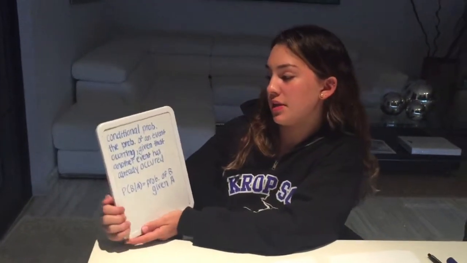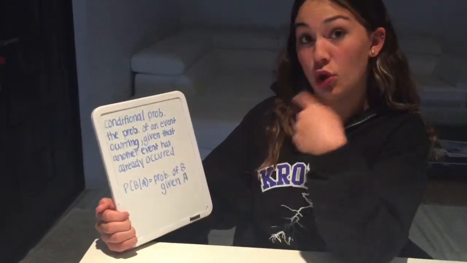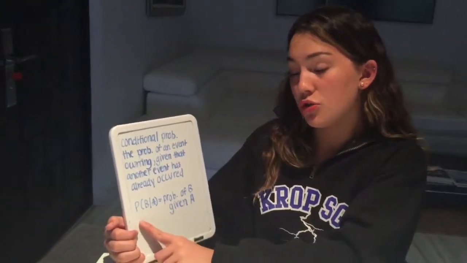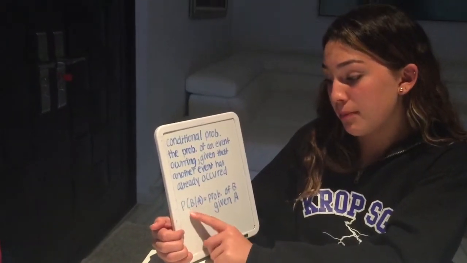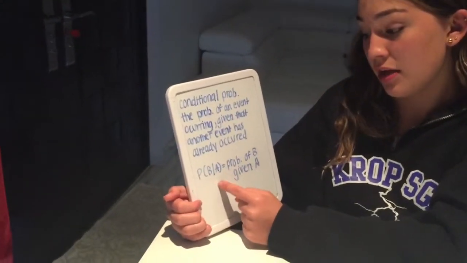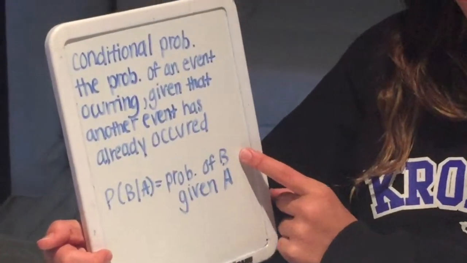The final type of probability is conditional probability. This type of probability is the probability of an event occurring given that another event has already occurred. So the equation for it is usually P(B|A). This is the correct notation, which says the probability of B given A.